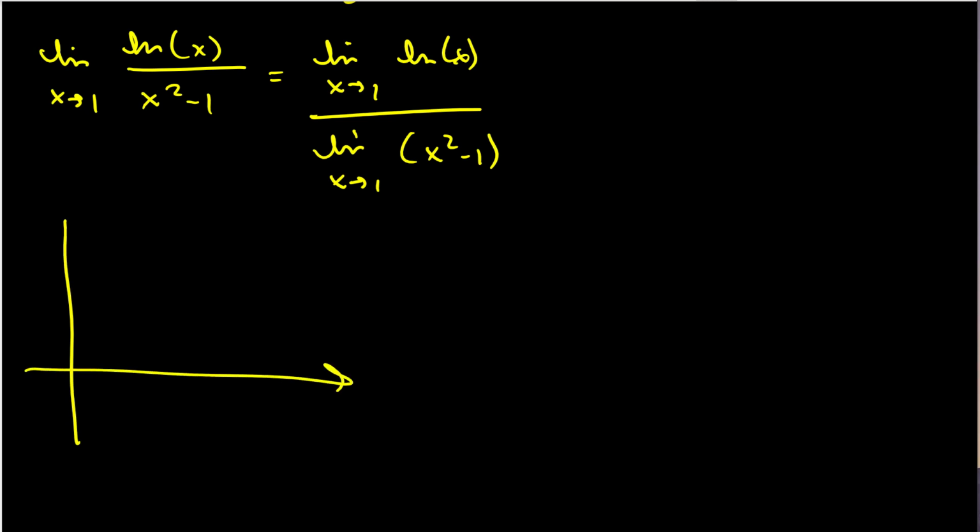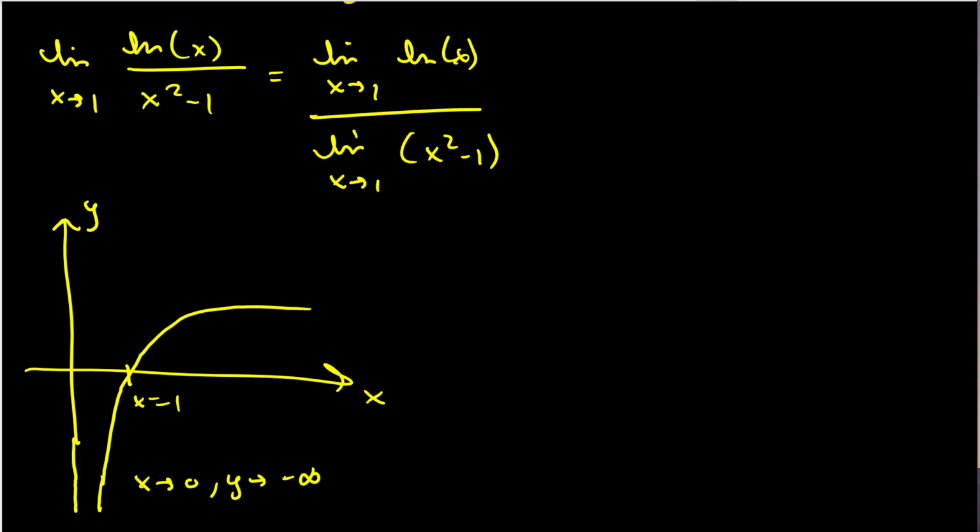And recall that the natural log of x function looks like this, on the x-y axes. This is x equals 1. So the function will cross 1. And as x tends to 0, y tends to minus infinity. This is y equals ln of x. And y equals 0 when x equals 1.